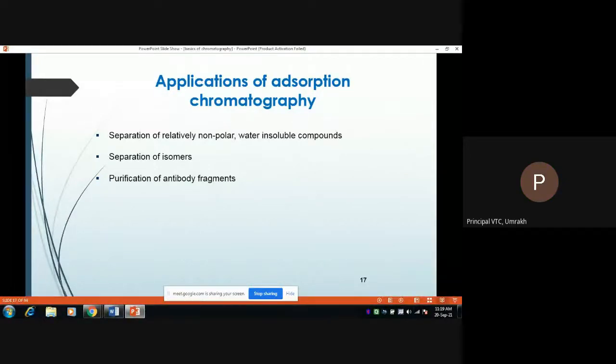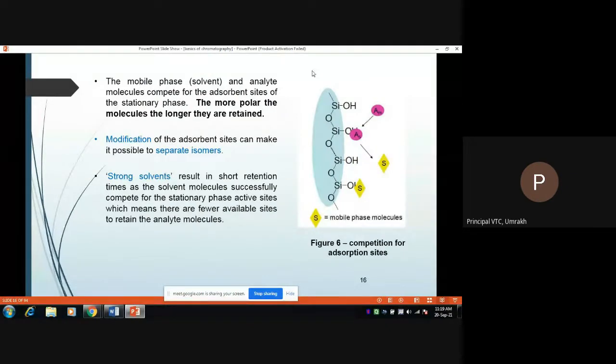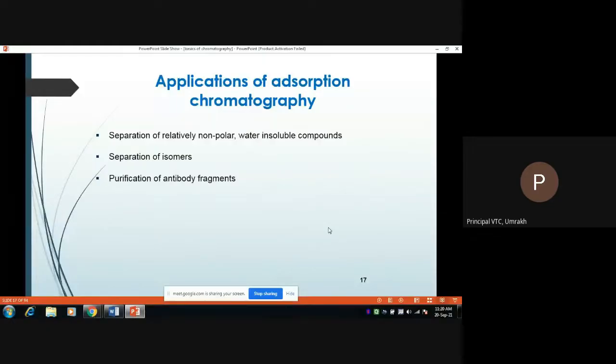Okay, so adsorption chromatography. Those components which take much longer time to elute out, we can use some strong solvents to elute them. Strong solvent means we can use a more polar solvent to elute a more polar molecule which is retained for a longer time on the stationary phase. Applications of adsorption chromatography: we can separate relatively non-polar, water-insoluble compounds, separate isomers, and purify antibody fragments.